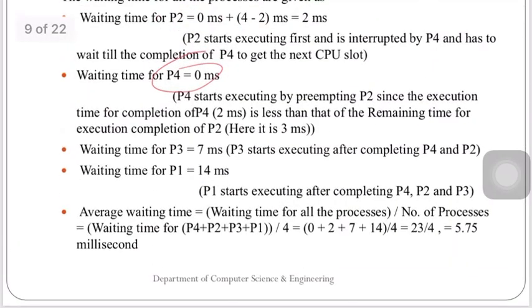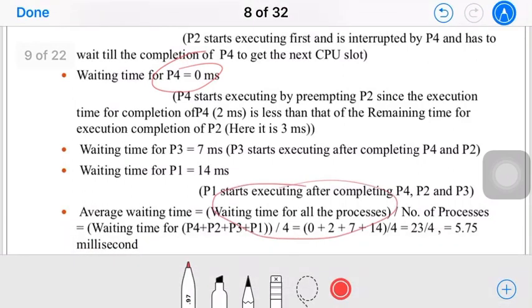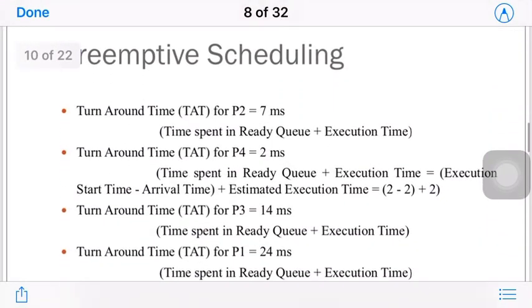So the average is the total waiting time of all the processes divided by the number of processes. So we get 23 by 4, which is 5.75 milliseconds. So the average waiting time is 5.75 milliseconds. Understood? Then there is turnaround time.